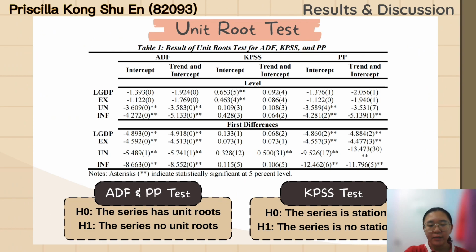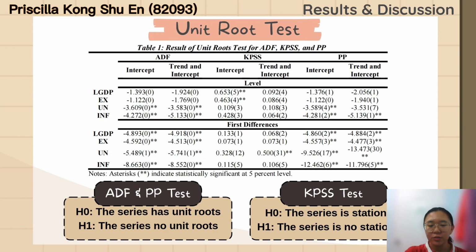For the ADF test and PP test, the null hypothesis has a unit root, but hypothesis 1 shows no unit root because for the ADF and the PP results, the interest rate and the inflation are significant at level, but in the PP test the interest rate is not significant in trend and intercept at the level. After the first difference, all variables have no unit root. This shows the log GDP and exchange rate have a unit root at level.